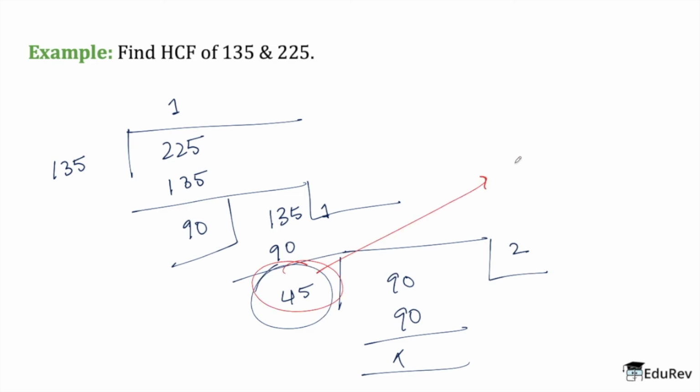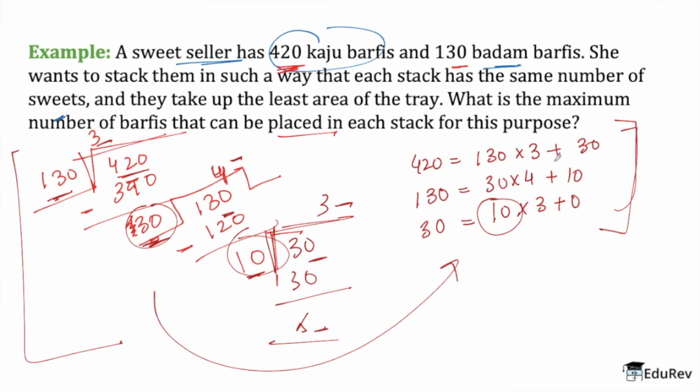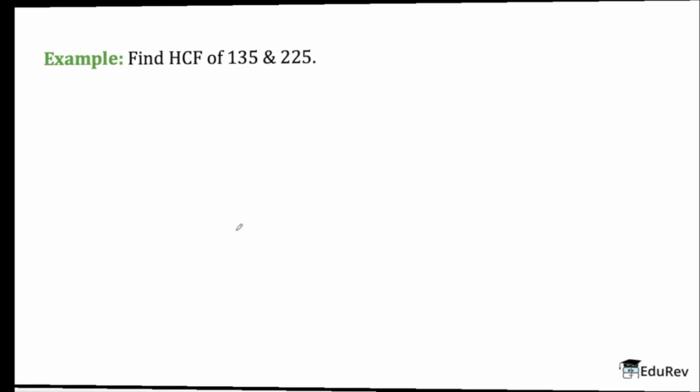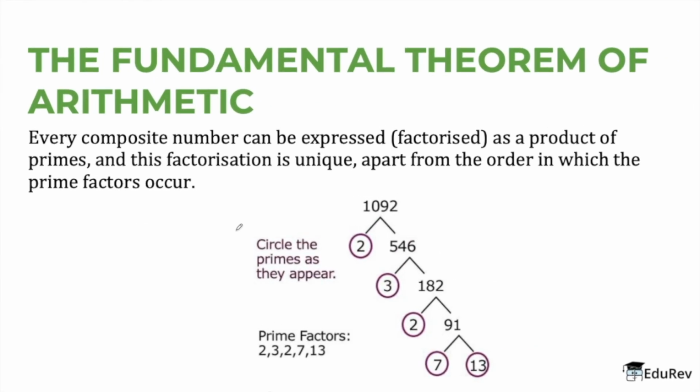And you know, this is exactly what we did in the previous question itself. That is how we found out the HCF, and this is exactly how we solved this question as well. So now I'm pretty sure that you people must have understood everything in detail. So let's move forward. Okay, now we need to understand the concept of the fundamental theorem of arithmetic.